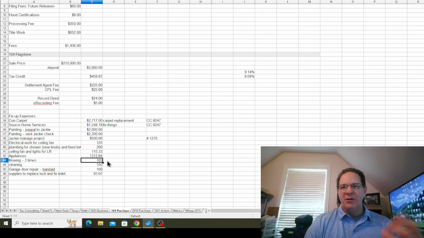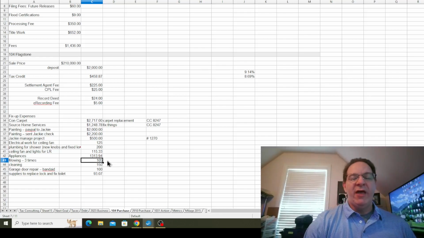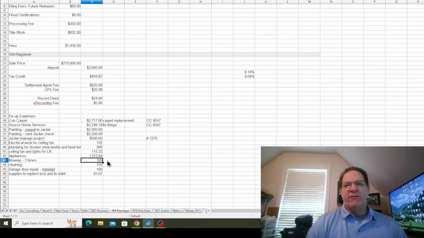Mowing, somebody mowed 3 times as we were doing the fix-up. We want to make sure the house looks nice, so people drive by, they like what we're doing. They'll tell people the house is getting fixed up. A lot of times, half the houses we've had have been rented before we've finished the fix-up because what we do makes it look nice.